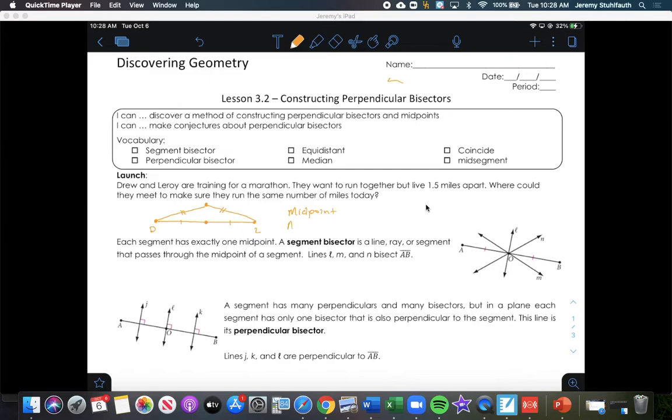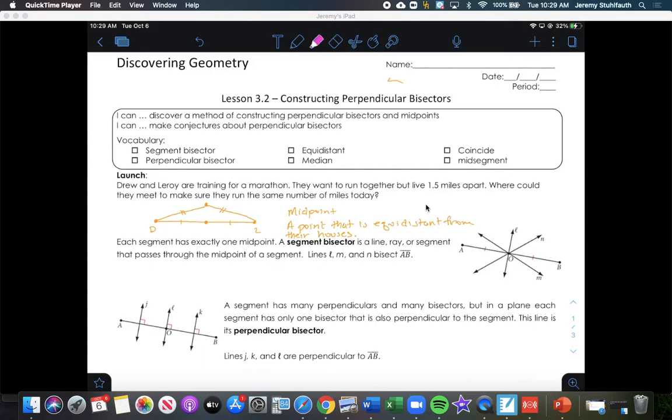So we'll just call that for now a point that is equidistant from their houses. And we're actually going to talk about how to find that type of point today. So before we get started, we do need to talk about a few vocab words.